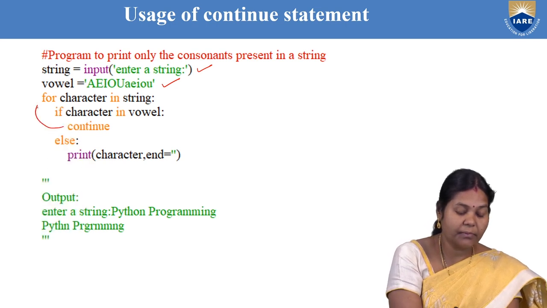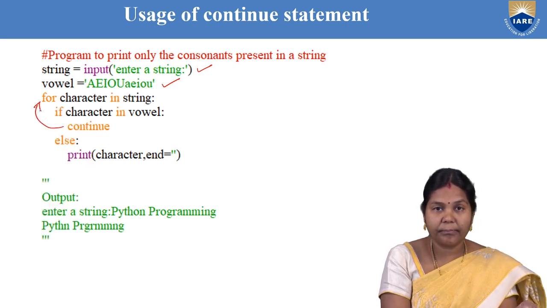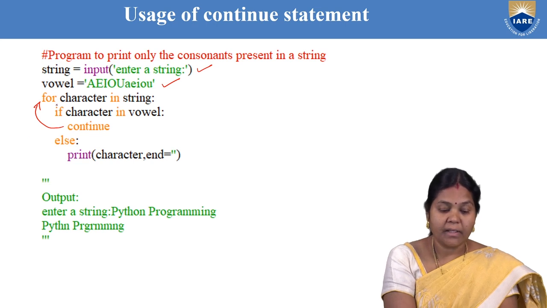If it is present, then simply continue the loop. That means do nothing. Again continue the loop. Check for the next character. If the next character is in the vowels list, again continue. If it is not in the vowels list, then come to the else part and you print that character.